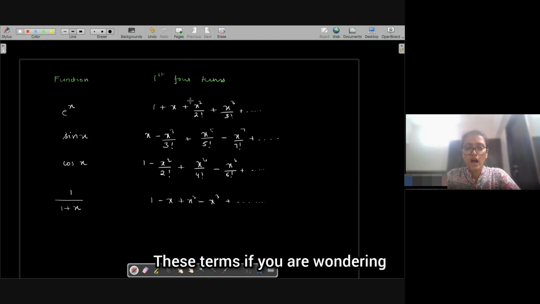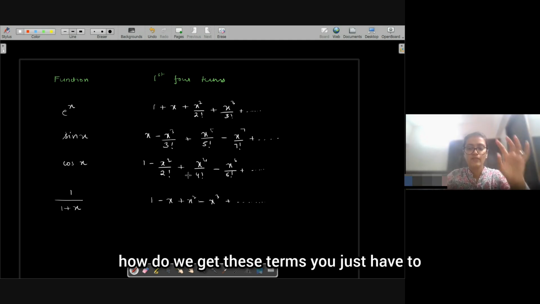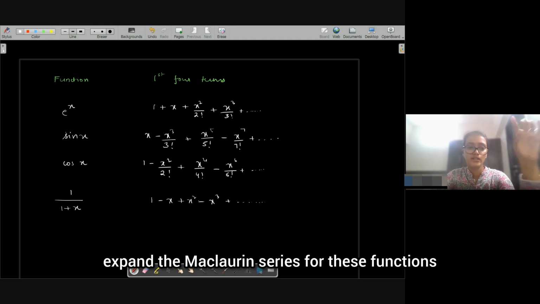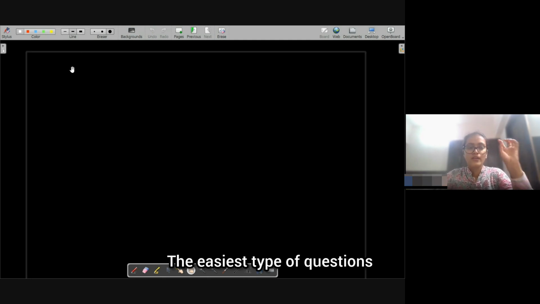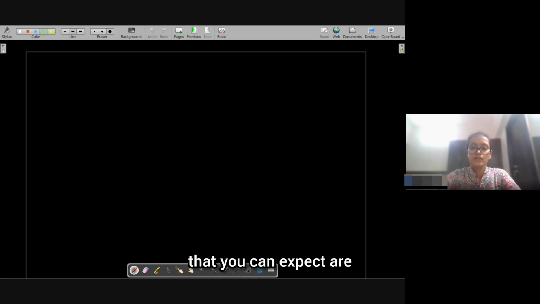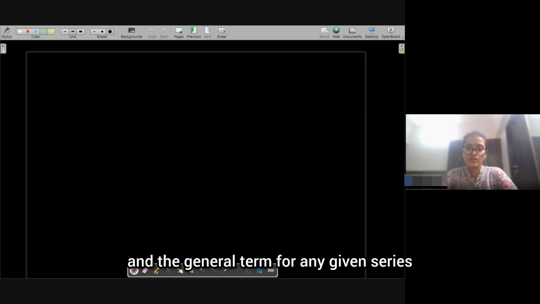These terms, if you're wondering how do we get these terms, you just have to expand the Maclaurin series for these functions. Okay. Now we will do certain questions. The easiest type of questions that you can expect are where you have to write the first 4 terms and the general term for any given series, for any given function.